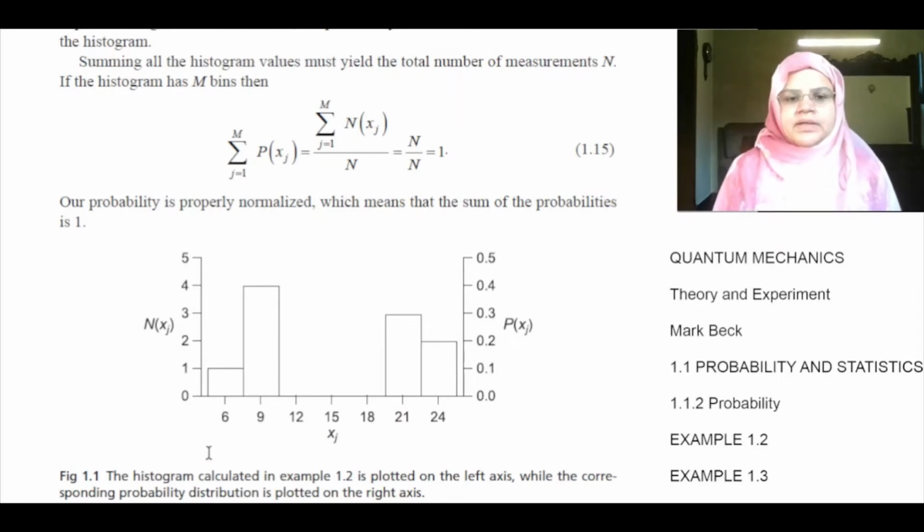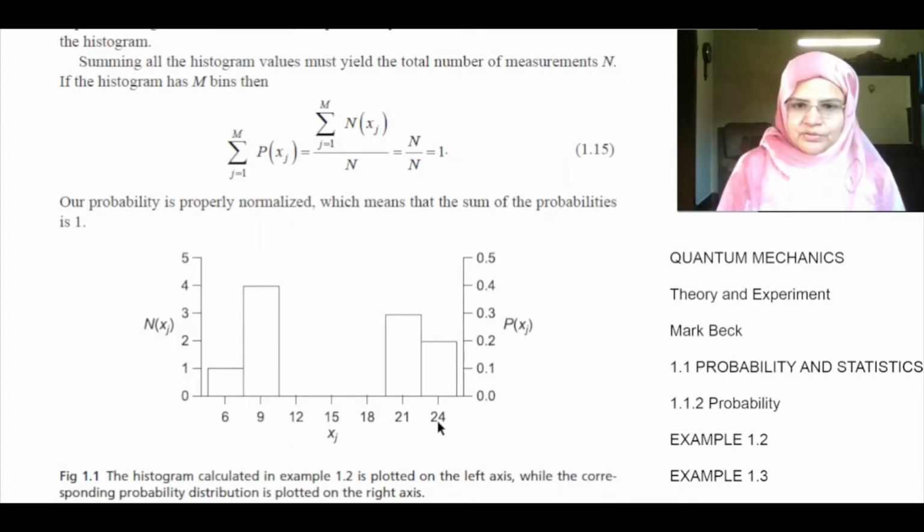We can see from the histogram that x1 is equal to 6, x2 is equal to 9, x3 is equal to 12, x4 is equal to 15, x5 is equal to 18, x6 is equal to 21, and x7 is equal to 24. And if we see the probability, P6 is equal to 0.1, P9 is equal to 0.4, P21 is equal to 0.3, and P24 is equal to 0.2.